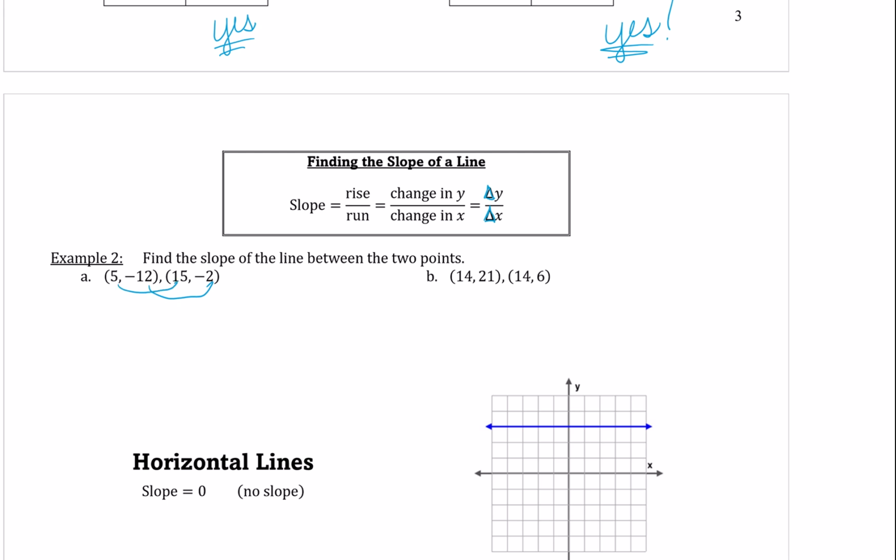So we're going to do -2 minus -12 over 15 minus 5. So we see that is 10, because 2 negatives make a positive, over 10, which equals 1.